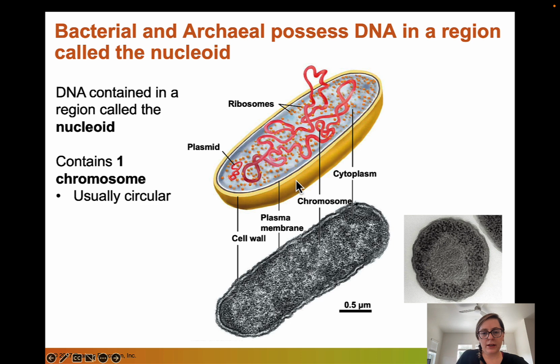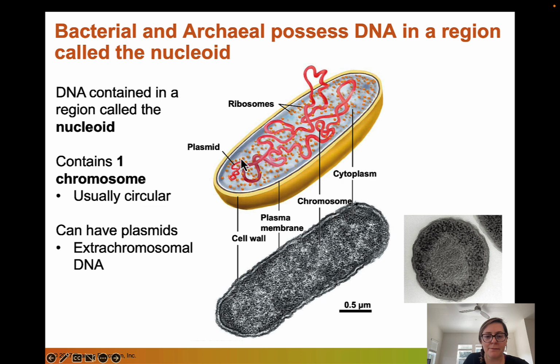The nucleoid is usually one single chromosome and it's circular. This is true for most bacteria, that they have this one circular chromosome. And you can even see here's another bacterium, this one's round, and the nucleoid is shown here in the center of the cell. This is the area in which the DNA resides, but it's not membrane bound like a nucleus.